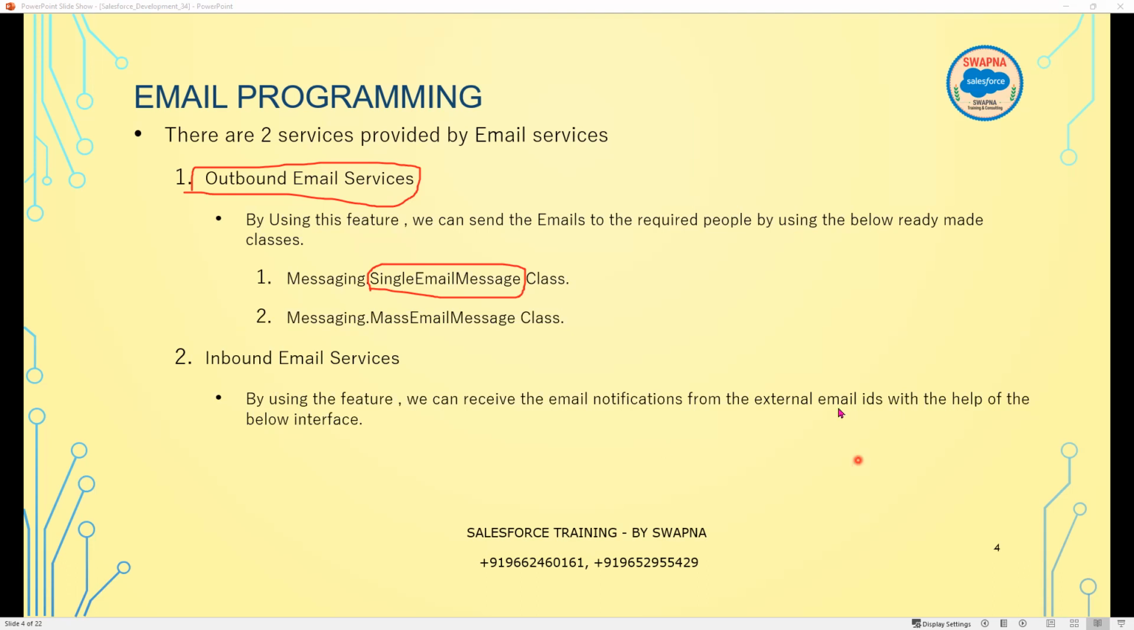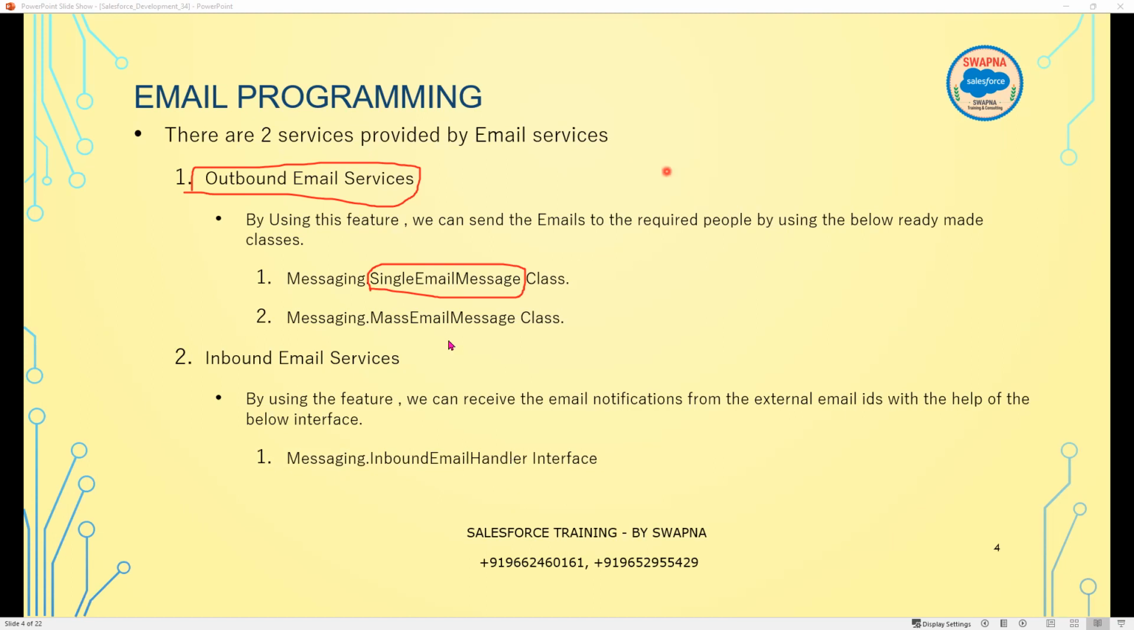Whenever we are receiving email, whenever we want to accept emails from an external system, from the customers, then we have to go with the inbound email service. Now, how can we implement inbound email service? Inside the namespace Messaging, the class name is InboundEmailHandler interface. It's an interface. For sending you have to use the class, and for receiving you have to use the interface. The interface is called InboundEmailHandler.